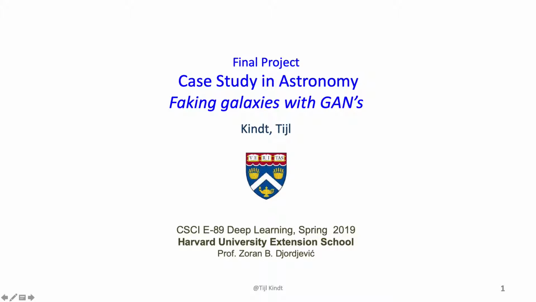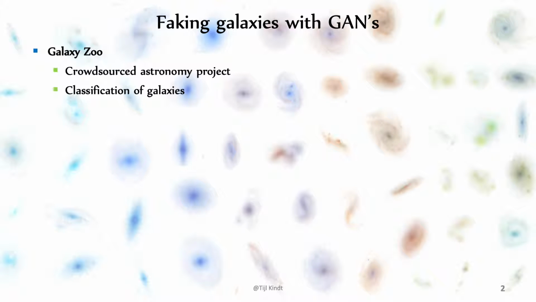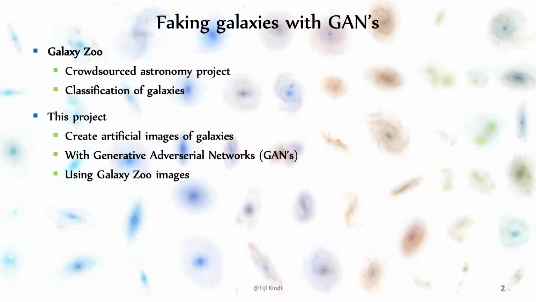Hello, I'm Telkind, and for my final project I did a case study in astronomy around faking images of galaxies using generative adversarial networks. The data I used for that is images from the Galaxy Zoo project, which is a crowdsourced astronomy project where people were asked to classify galaxies into having bars or spirals or being elliptical or flat, those kinds of things. In my project I'm not trying to classify them, but I'm trying to create fake images of galaxies using GANs.